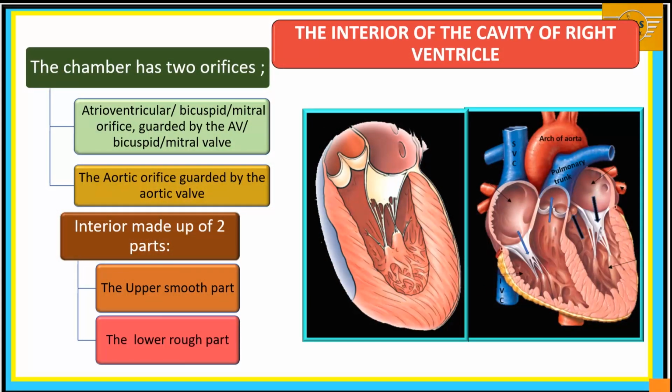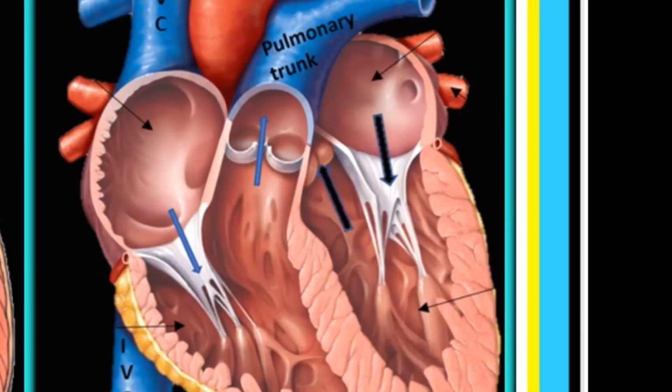We'll next consider the interior of the cavity. Now this chamber has 2 orifices. We have the atrioventricular orifice, which is also called the bicuspid orifice or the mitral orifice. Now in this diagram here, this is the left atrium and here is the left ventricle. Now we see the opening, and this opening is the bicuspid opening, and then we see a section of the valve, which is called the atrioventricular, bicuspid, or mitral valve.